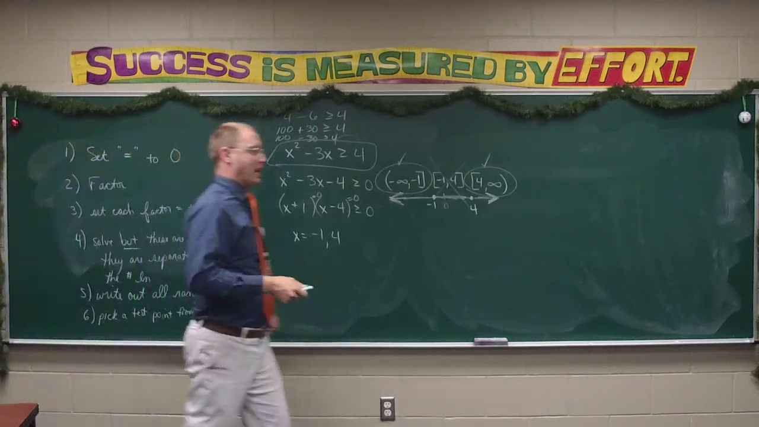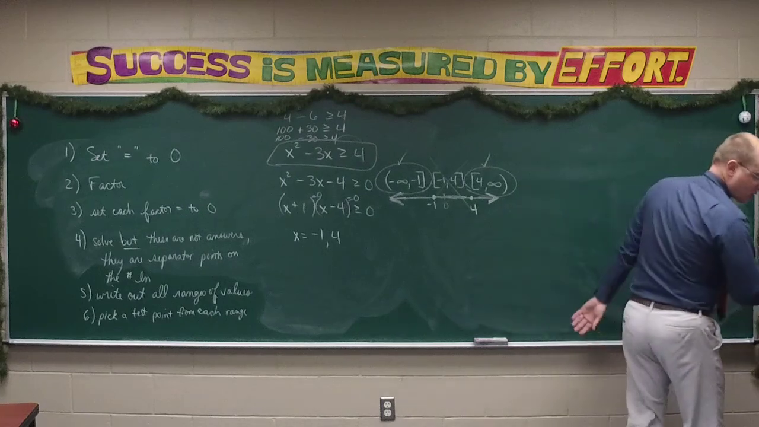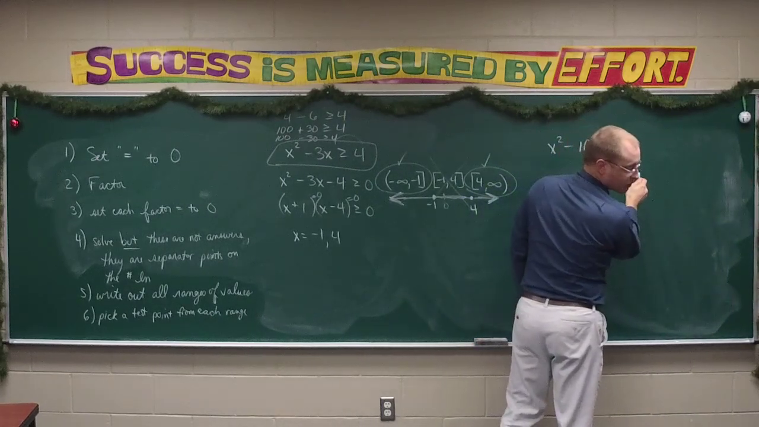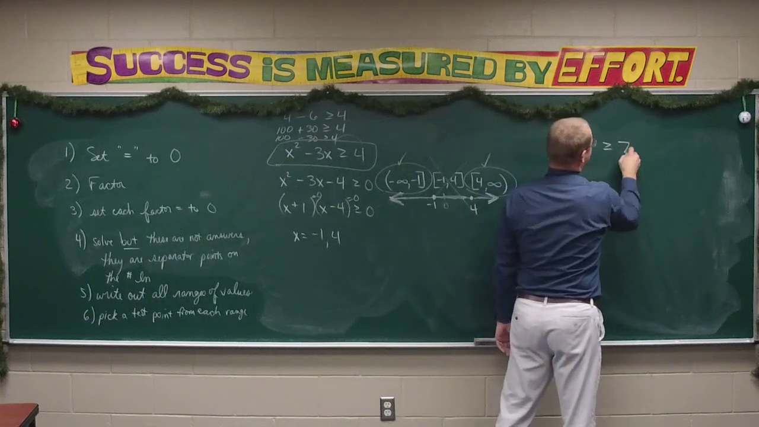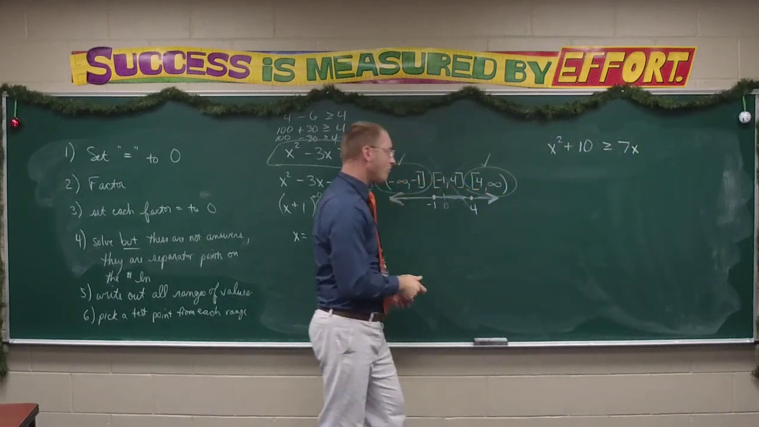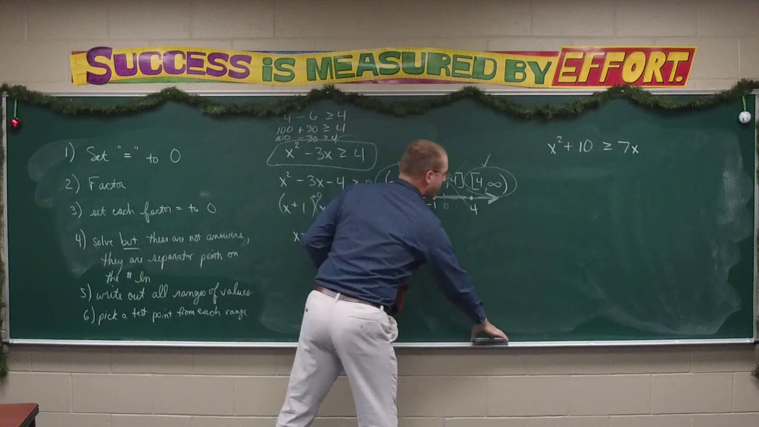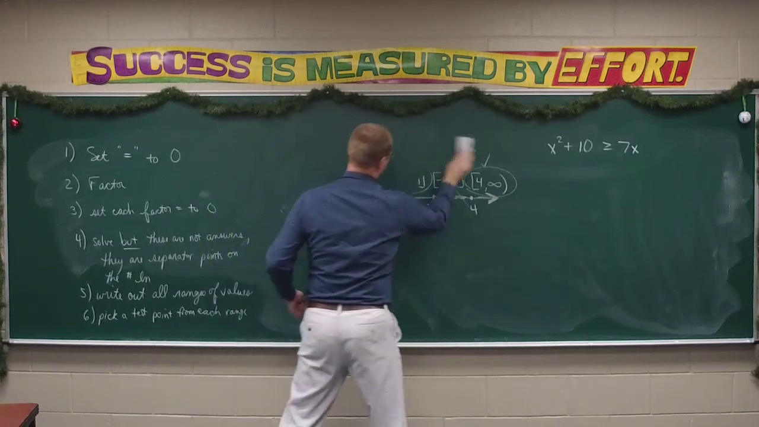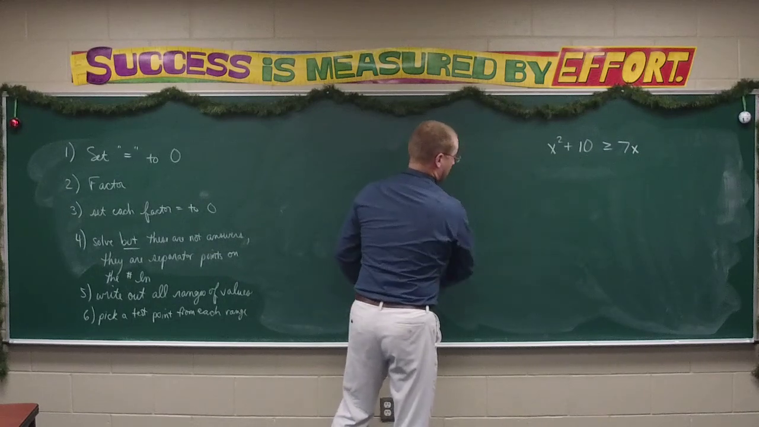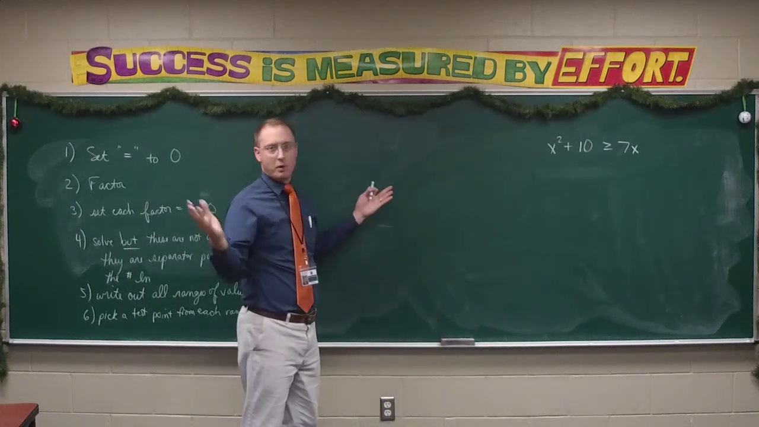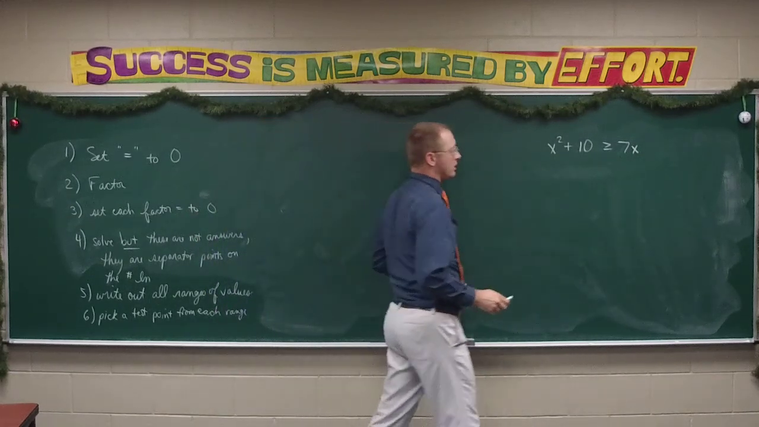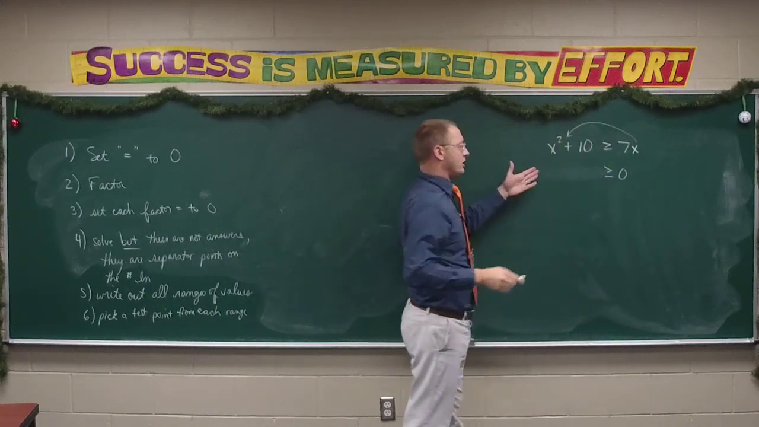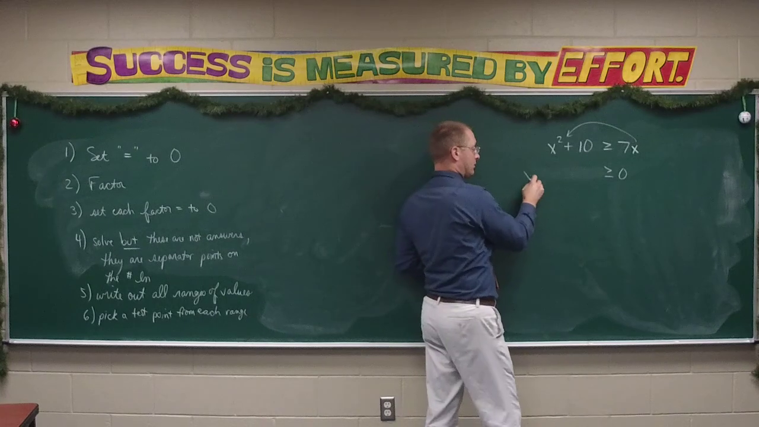Let's do another one together. Do this one with me. X squared plus 10 is greater than or equal to 7x. It's a quadratic. Pretty much always with a quadratic, class, we set it to 0. Now here it's going to be greater than or equal to 0. And what do I write on the left-hand side? Anyone?